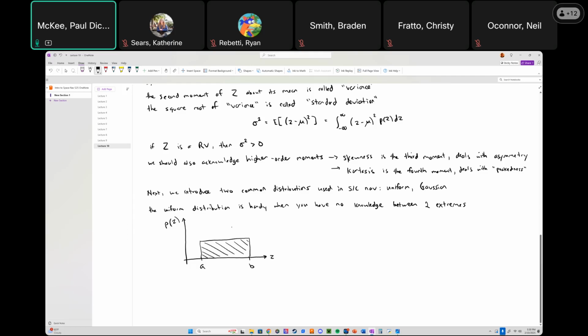And that's it. So the way we would write this is the probability density function of Z is 1 over B minus A in the case that Z is between A and B, and then 0 elsewhere, so 0 otherwise.